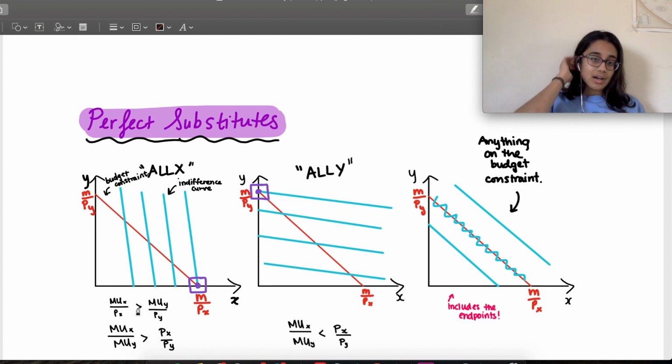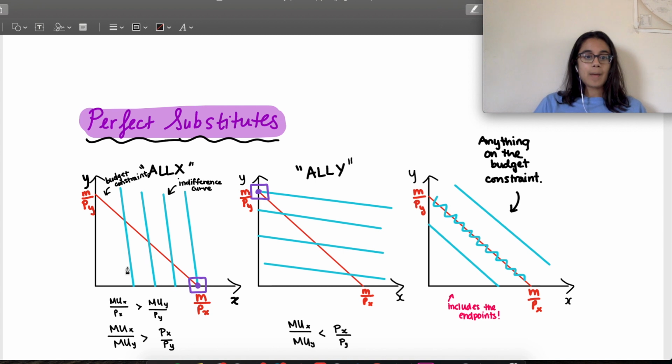When the indifference curve is steeper than the budget constraint, we say that Bob is going to buy all of good X. One thing I like to do in the exam is draw that picture: a little budget constraint, and then those indifference lines straight there, so I know this person is going to buy all of good X.